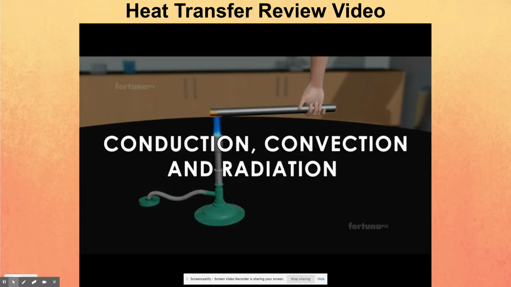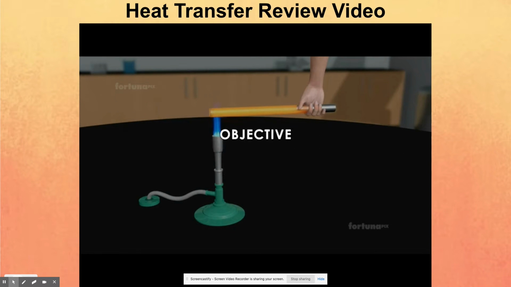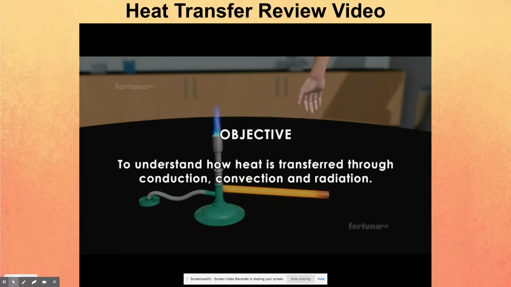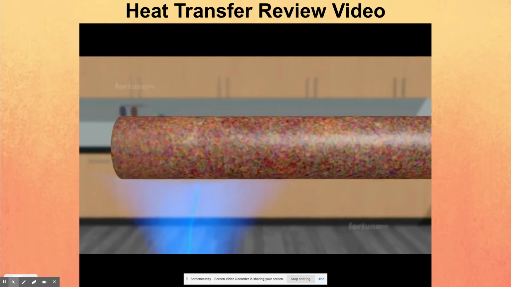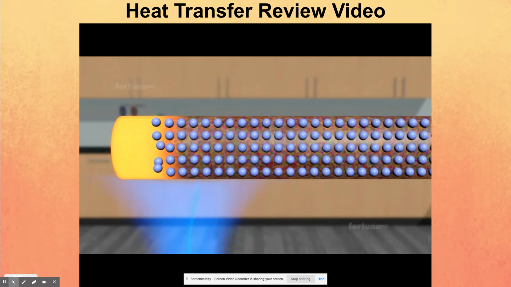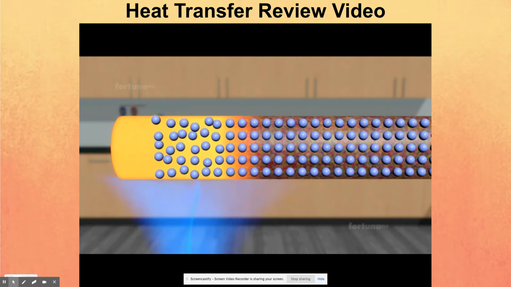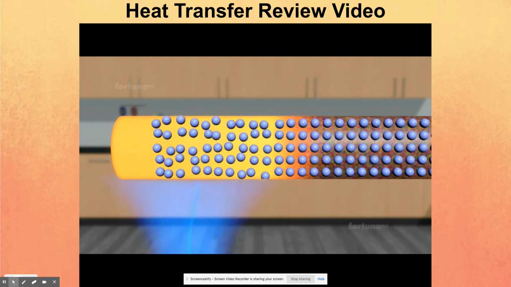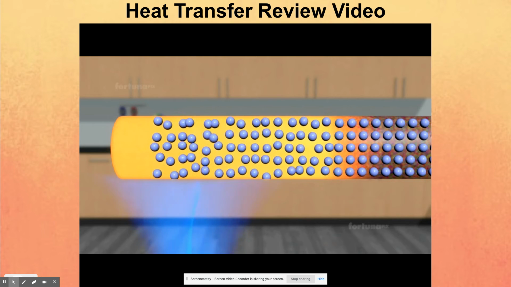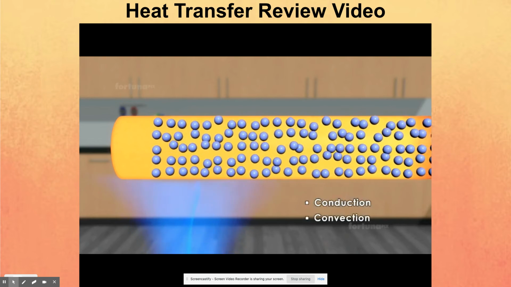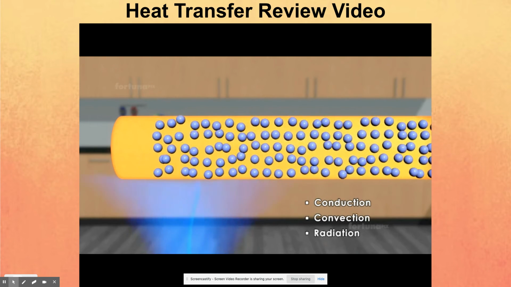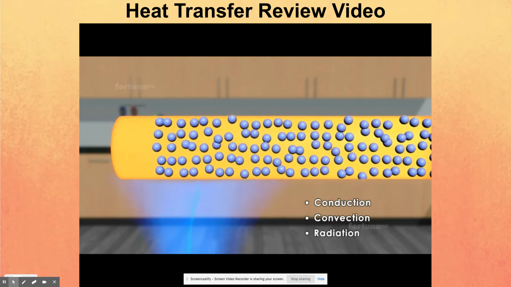Conduction, convection, and radiation. Objective: to understand how heat is transferred through conduction, convection, and radiation. Matter is made up of atoms. It is the motion of these atoms and molecules that creates heat or thermal energy. The more vigorously the atoms vibrate, the more heat the matter will have. Heat can flow from one place to another in one of three ways: conduction, convection, or radiation. Let's take a look at each of these processes.